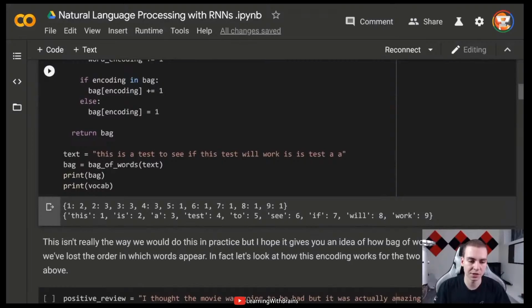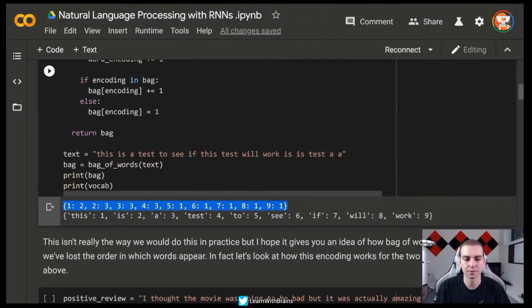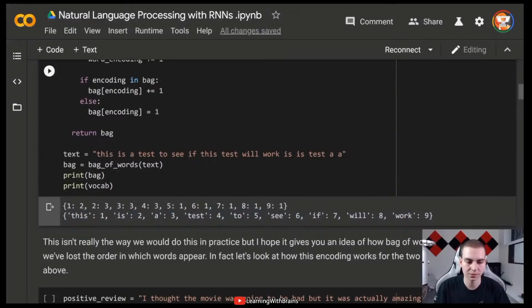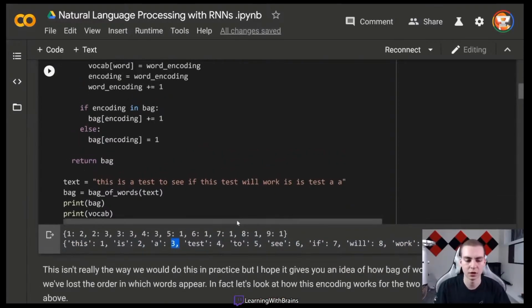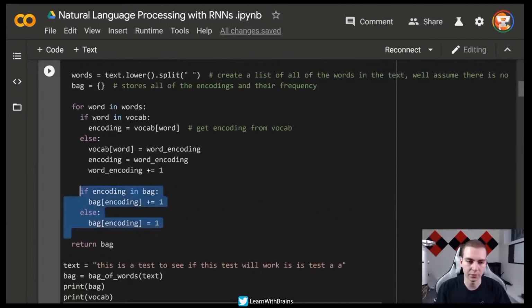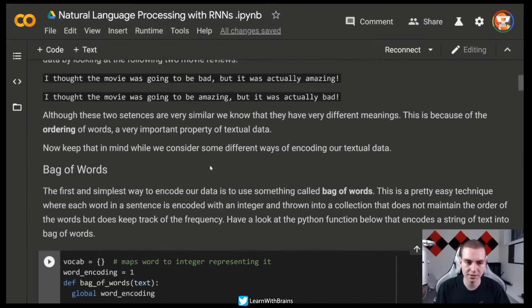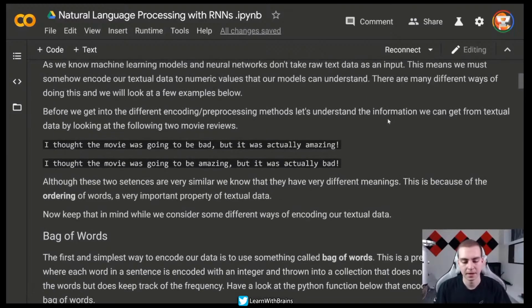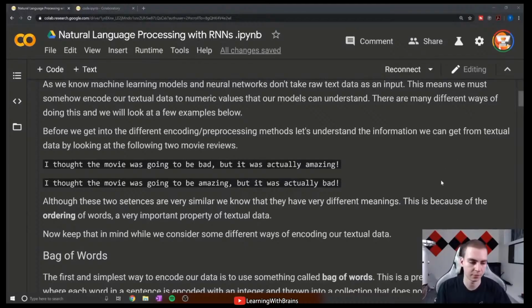Essentially what it tells us is the word 1 appears 2 times, the word 2 appears 3 times, the word 3 appears 3 times, the word 4 appears 3 times, 5 once, 6 once, 7 once, and so on. That's the information we get from our bag, from that encoding. If we look up here, this is our vocabulary, so this stands for 1, "is" is 2, "a" is 3, and so on. That is how we would use bag of words, and that's one way of encoding it. Now I'm going to go back and we'll talk about a few more methods before we get into anything further.